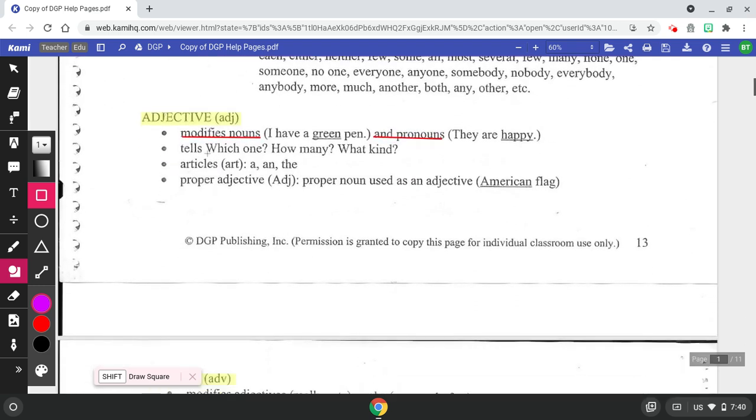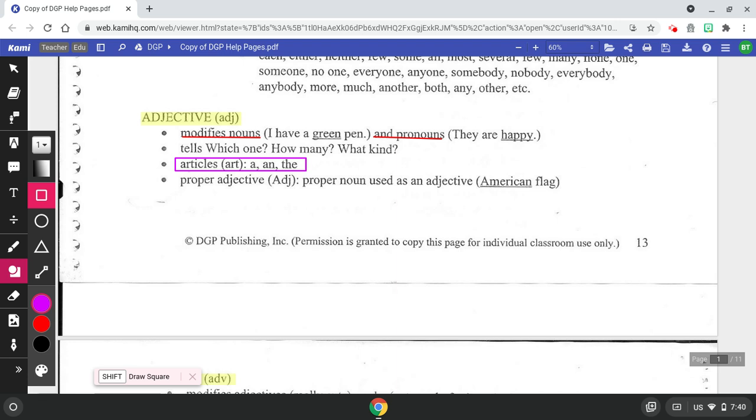Let's see. Oh, this one is so awesome. This one is really easy to remember. So we're going to put a box around articles, because articles are adjectives always, but there are 3 articles, and these are always adjectives. Whenever you see a, an, or the, however you like to pronounce it, whenever you see any of those 3 words, that means it's an adjective, and you're going to label it ART instead of ADJ. You're going to label it as an article.